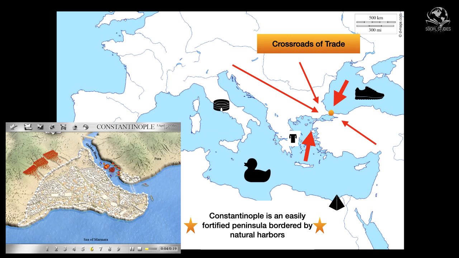So what's the significance of a crossroads of trade? It's literally where people get together to buy and sell goods, but also ideas. So information and goods for economics are traded in anywhere that's a crossroads of trade.